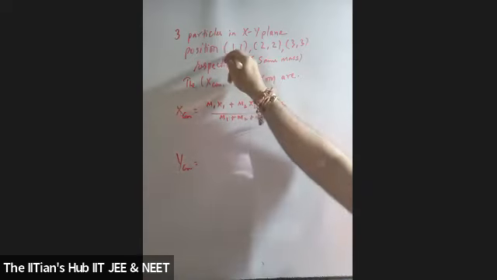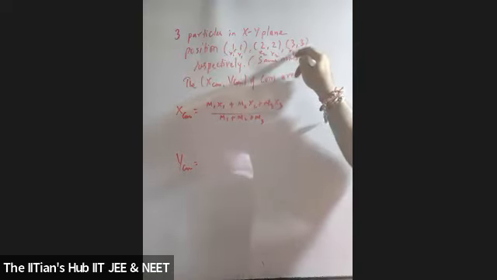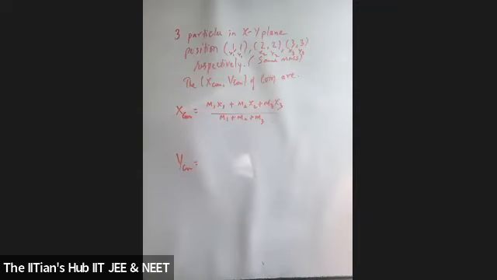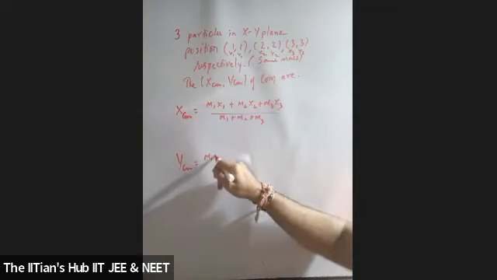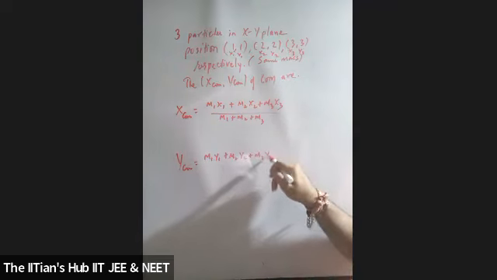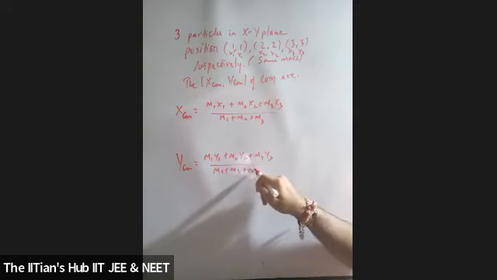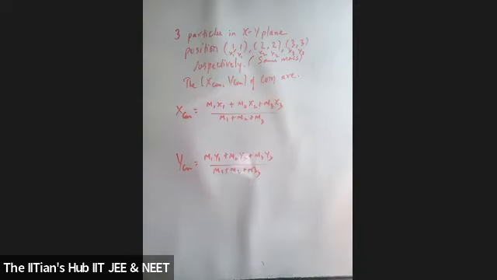Of course, see, this is X1 Y1, this is X2 Y2 and this is X3 Y3. These are the three masses given to us, three coordinates. And what will be the formula for YCM? M1 Y1 plus M2 Y2 plus M3 Y3 upon M1 plus M2 plus M3. Are all the three masses same? Yes, all the three masses are same.